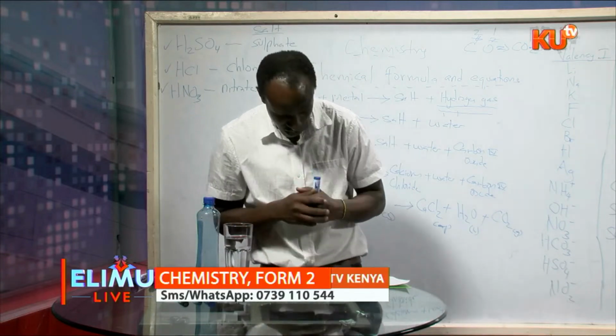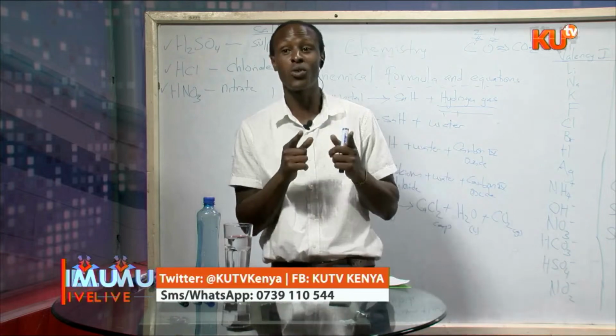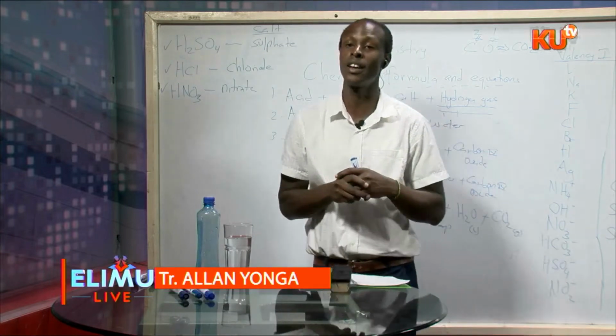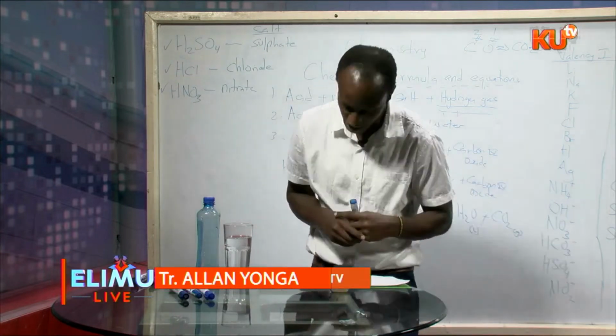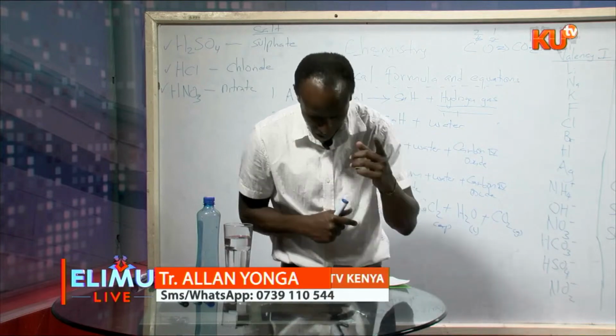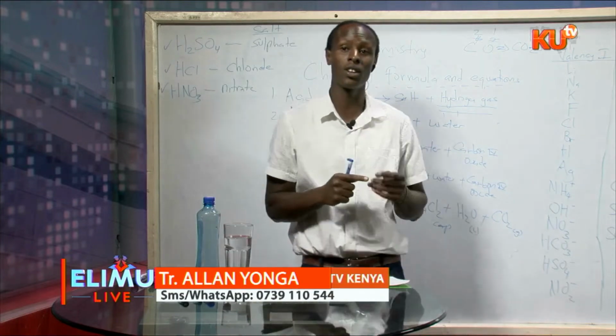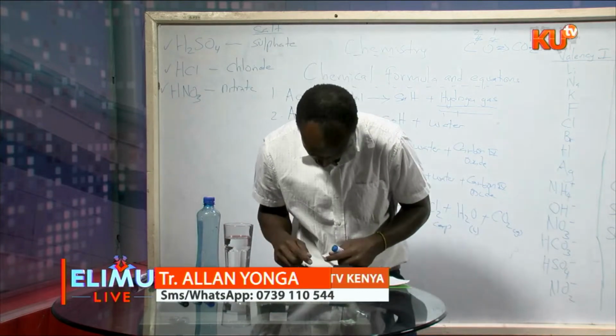Bruno, you have written a word equation. Now we also want to write the chemical equation between zinc and hydrochloric acid. But it's correct. You'll get the salt to be zinc chloride and hydrogen gas.